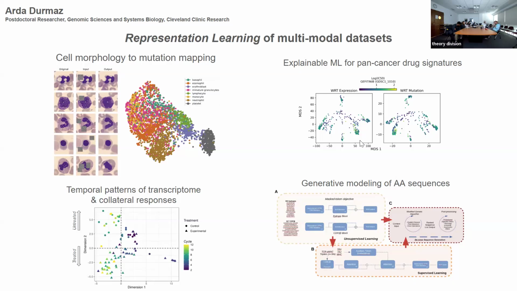And I've put 4 projects that I'm actively working on. One of which is this morphology to mutation mapping. Basically, it's a predictive multi-instance learning problem where we have a bunch of cell images from a patient. We are trying to predict whether we can identify certain mutations or not. And that representation zoom out looking plot is a fully unsupervised representation of what the model has learned so far.